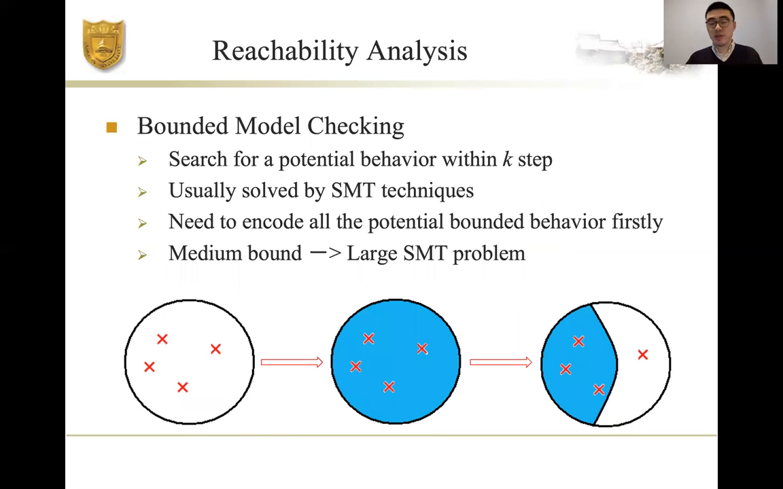As in general model checking, the complete state space computation is difficult. So researchers started to think about bounded model checking. What is bounded model checking? Bounded model checking means you want to search for potential behavior of the system not in the complete state space, but within k steps. For example, suppose the big circle means the complete state space of the system, and the red cross means a bug.